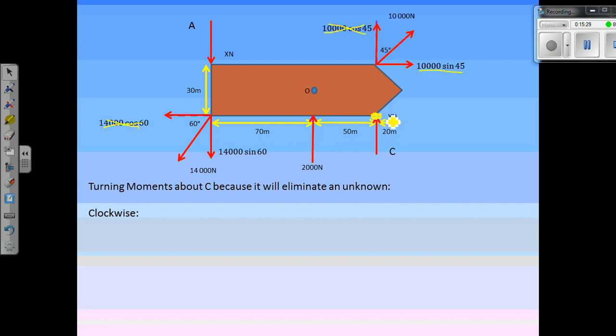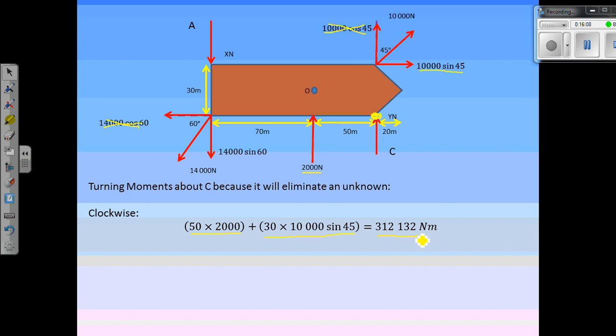This one's going to be clockwise, and that's a moment of 30 multiplied by that. Are there any other clockwise? Well, this one as well, the force of the wind. This is going to be clockwise, because that's going to be going around like that. So yeah, they're the only two which are going to go clockwise. These two are going to go anti-clockwise. So it's going to be 50 multiplied by 2000, which we've got there, and then we're going to have 30 multiplied by 10,000 sin 45, which we've got there, and typing that into a calculator we get 313,132 Newton meters.